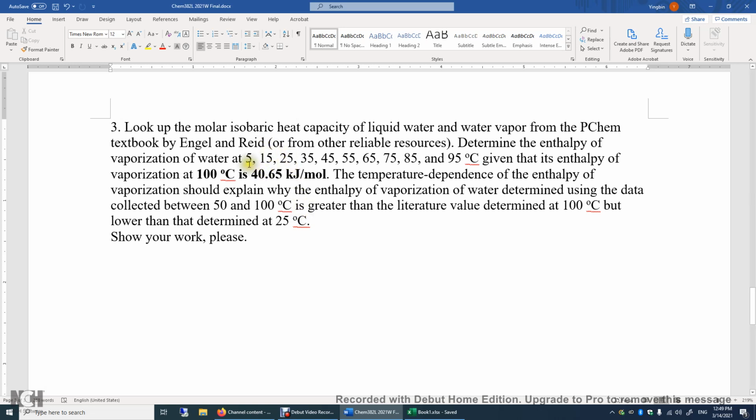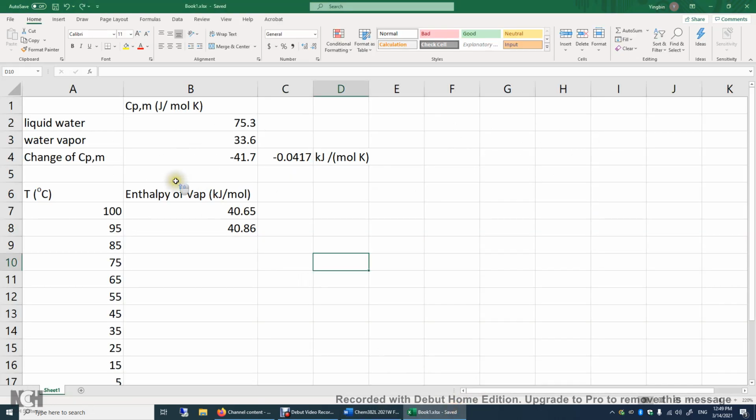Because we need to do the calculations at 10 different temperatures, I'm going to use Excel. I looked up the CPM of liquid water and water vapor. There's two numbers. Just remember, the CPM of liquid water and water vapor also depend on temperature, but the temperature dependence is negligible between 5 degrees Celsius to 100 degrees Celsius. So I'm going to just use the data at 25 degrees Celsius.